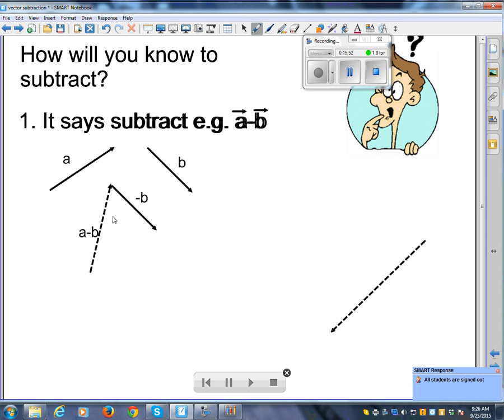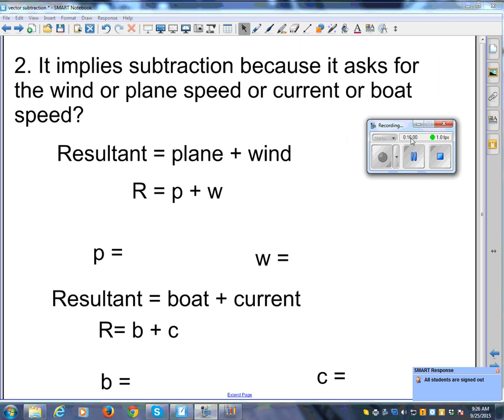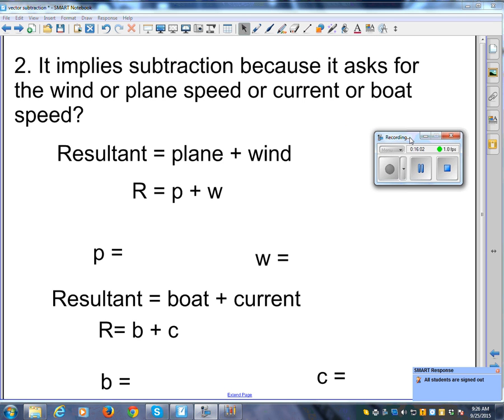Okay. How do you know it says subtract? It says the negative sign there. That's the easy one, right? And there's going to be some of those. Okay, now, here's the hard one. If you've sort of lost track of things a little bit here, if you sort of lost focus, refocus.